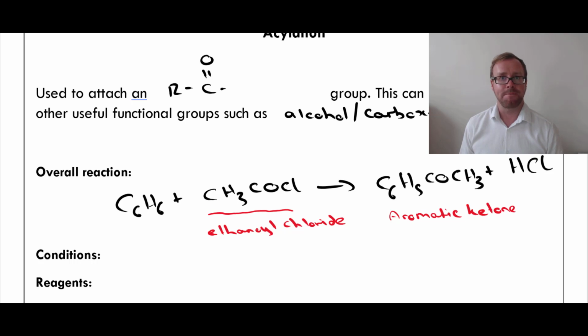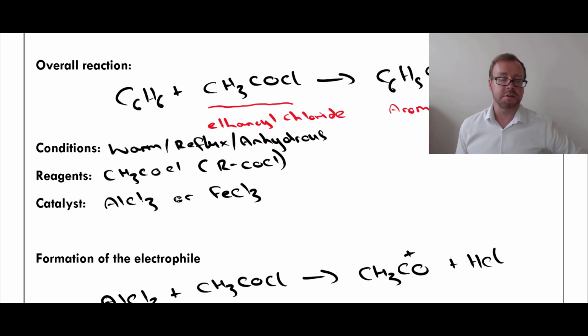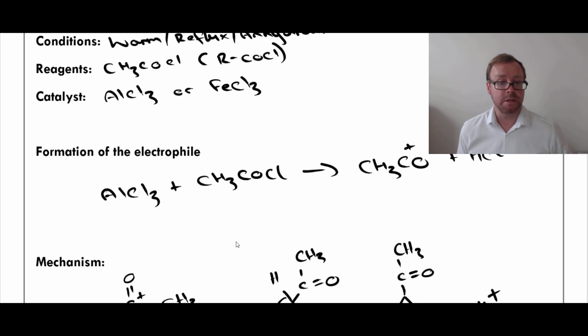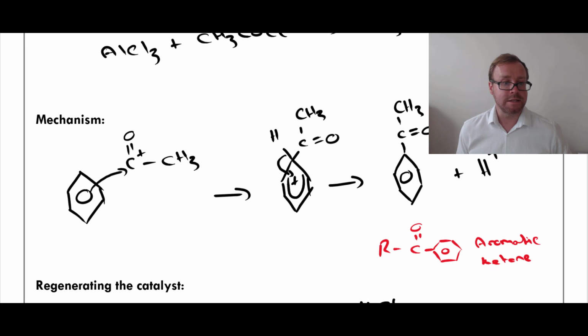Okay, let's see how you got on. Sure you managed to do this. Conditions are all the same as our previous two: warm, reflux, anhydrous. Our reagent is CH3COCl in this example, but remember it's just RCOCl. Catalyst, we're either going to use AlCl3 or FeCl3. Forming the electrophile, I'm going to form this as my electrophile, CH3CO+, plus HCl, and this is my mechanism.